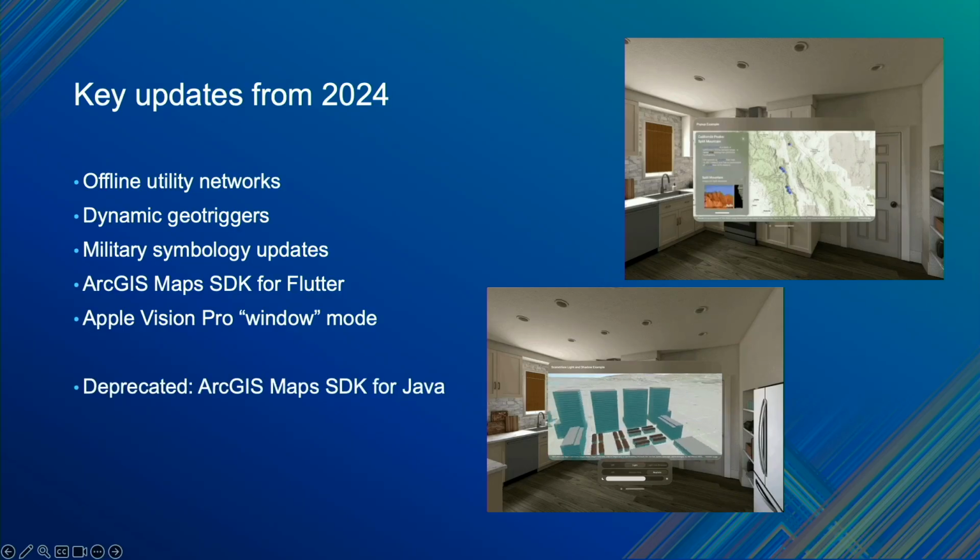Lastly, in the last year, we deprecated the ArcGIS Maps SDK for Java, with 200.6 being the last release of that SDK. So over the years, Java's proven to be not the ideal technology for building user-facing apps. It has great strengths, user-facing apps, not so much, especially when compared with some of our other SDKs.